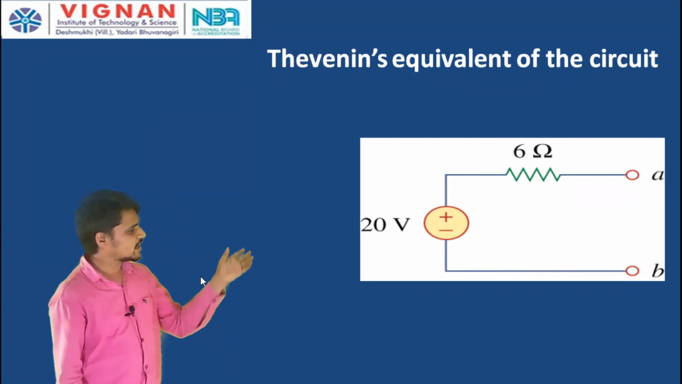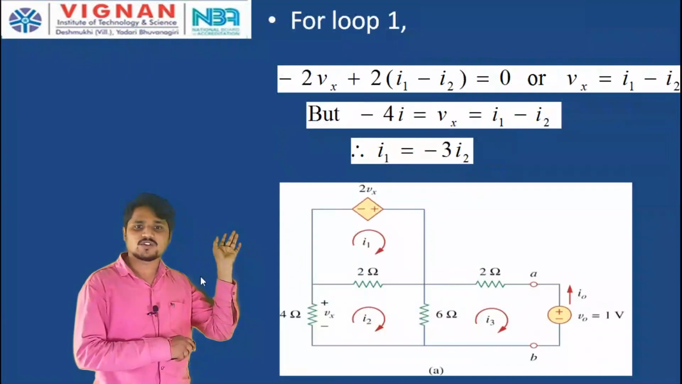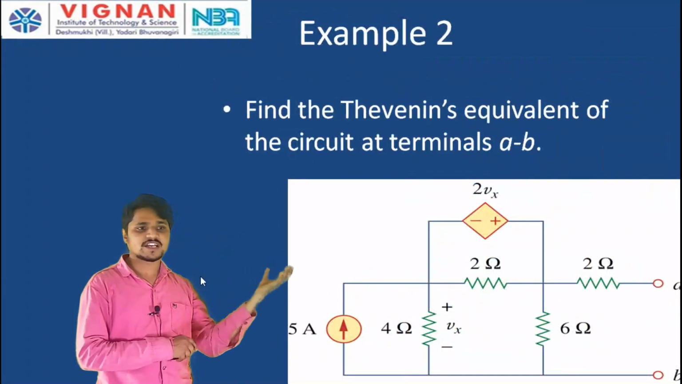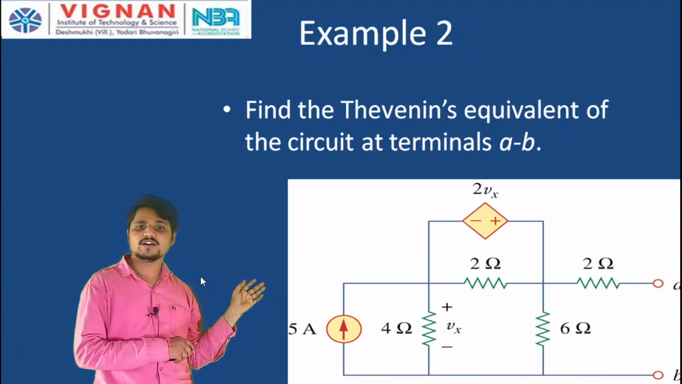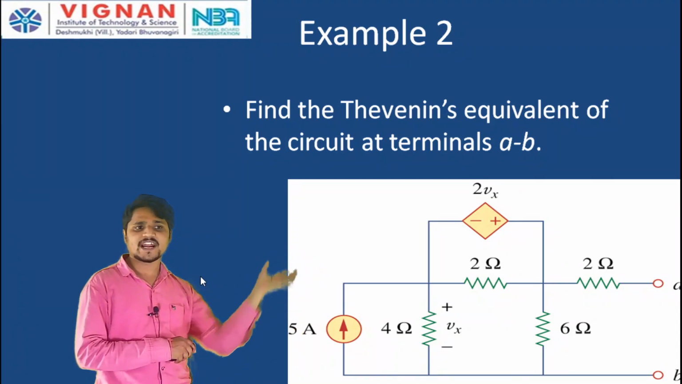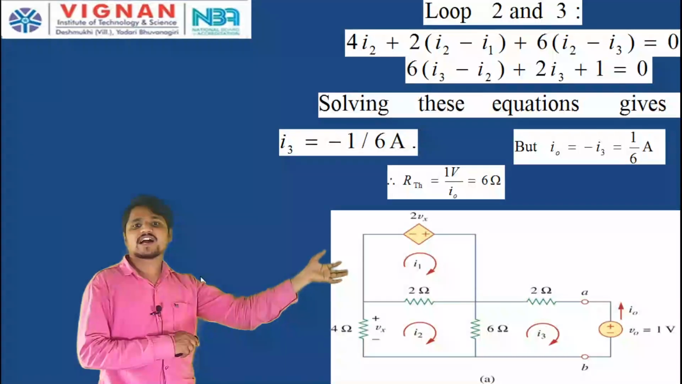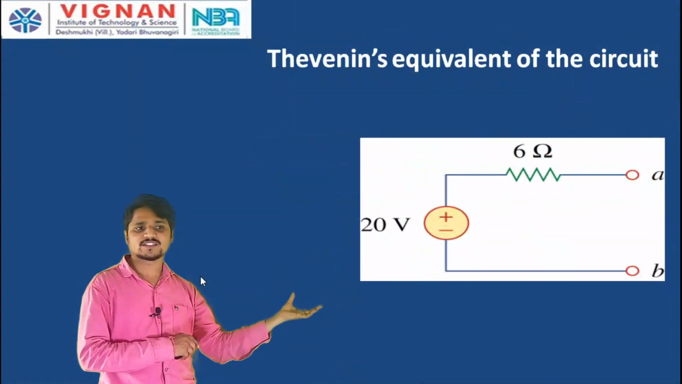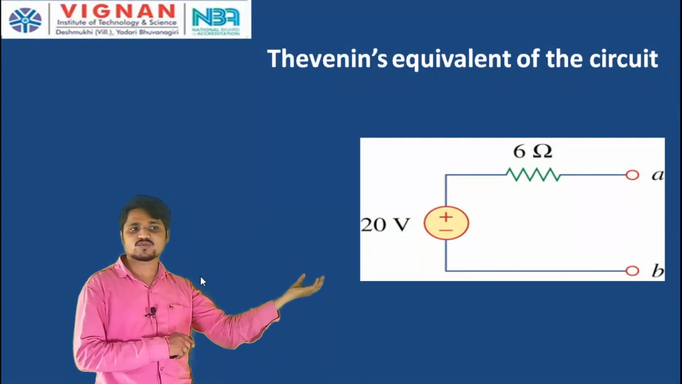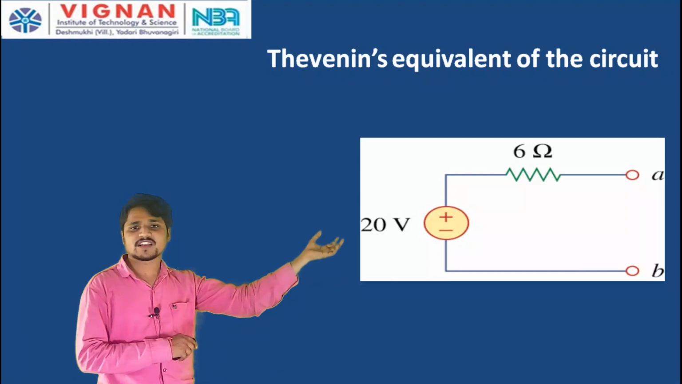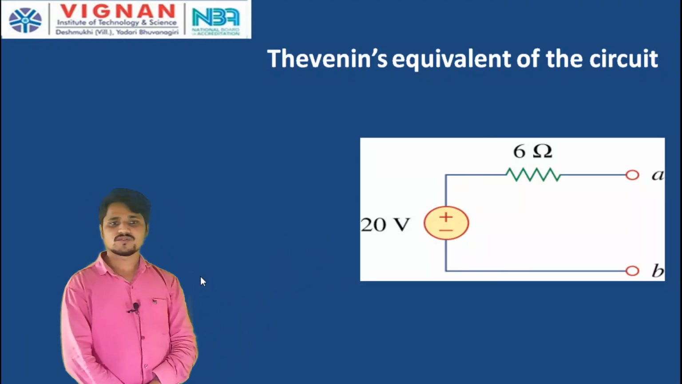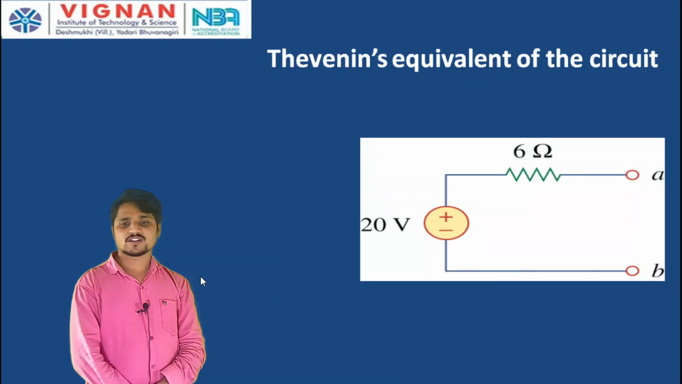So, what is the conclusion? This is the circuit or network given, and this entire network can be converted into only this network. This is the Thevenin voltage of 20 volts in series with the resistance, that is the Thevenin resistance of 6 ohms. This is the Thevenin equivalent circuit.